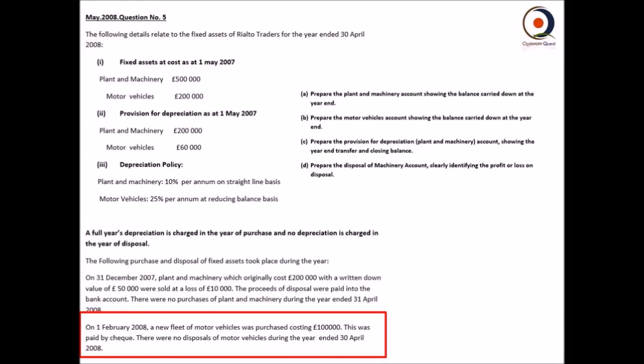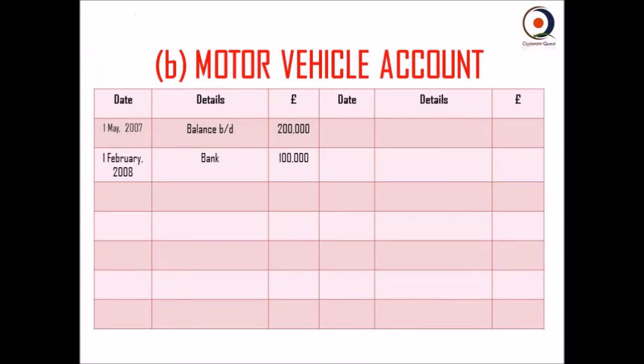The last paragraph of the question gives information about motor vehicles. It has been mentioned that a new fleet of motor vehicles of £100,000 was purchased on 1 February 2008, and also there were no disposals of motor vehicles in that year. So since there were no disposals, we have only one item to record, which is the purchase of motor vehicles, that will be recorded on the debit side of the motor vehicle account according to the fixed asset account format. So this is how we record the purchase made on 1 February 2008 on the debit side with £100,000 bank, and it has been recorded as bank because the question clearly mentions that the payment was made by cheque.